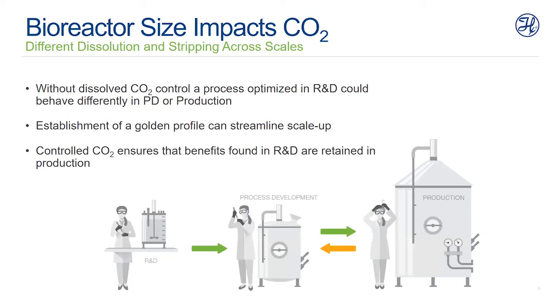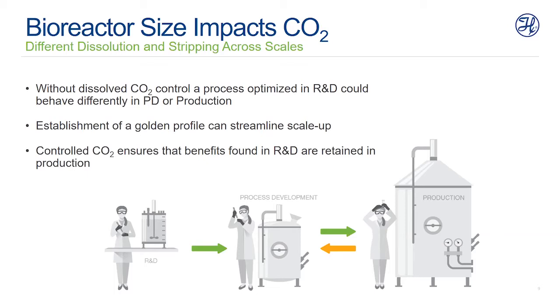Typically, this golden profile is established at the R&D scale. But in order to fully attain these benefits, CO2 has to be controlled to match that profile at all scales. This is partly because CO2 is much more efficiently stripped from smaller bioreactors than at larger volumes, which drastically changes the observed concentration of dissolved CO2 at the different scales.